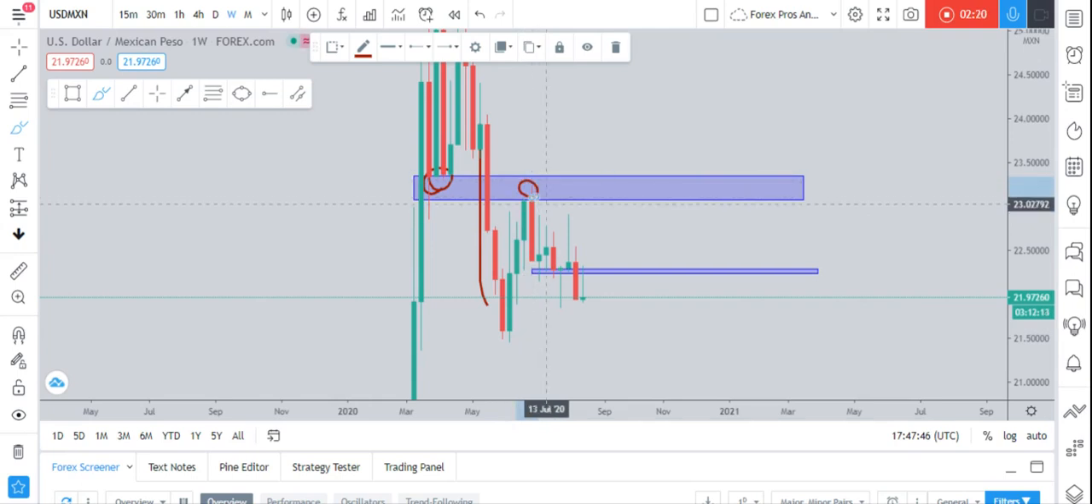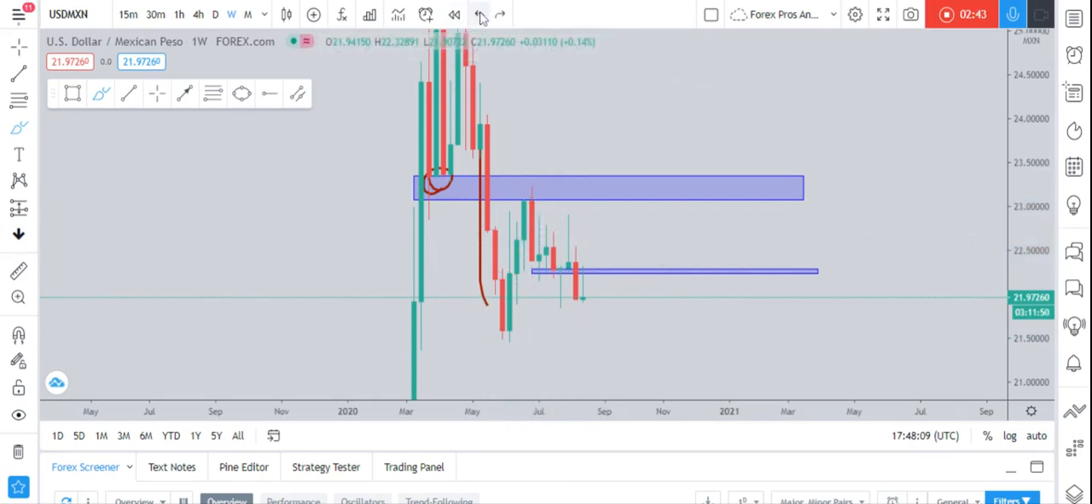As we have discussed multiple times, whenever we want to take an entry on the break of structure support or resistance, we need to wait for the retest. This is exactly what the market did. The market broke below, then retested the structure support, which had turned into structure resistance at this point. After that, the market continued its movement towards the downside.